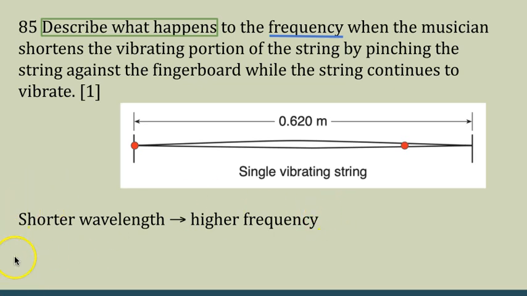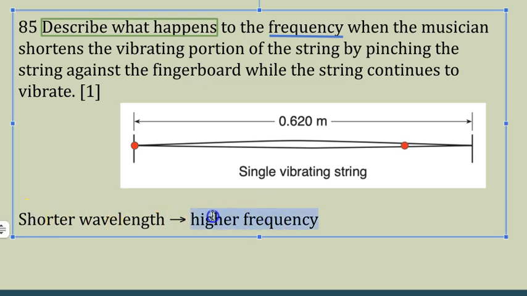You can look at the formula that we used, V equals frequency times wavelength, and solve for frequency or wavelength, and that will help you realize, according to the formula, why these two physical quantities are opposites. But for the purposes of this question, as long as you know that they're opposites, all you have to do is say that the frequency increases or a higher frequency, and that's going to be your answer.